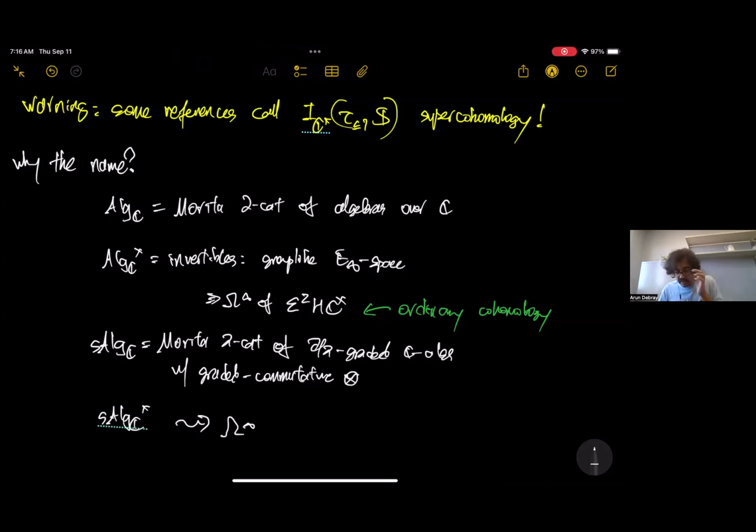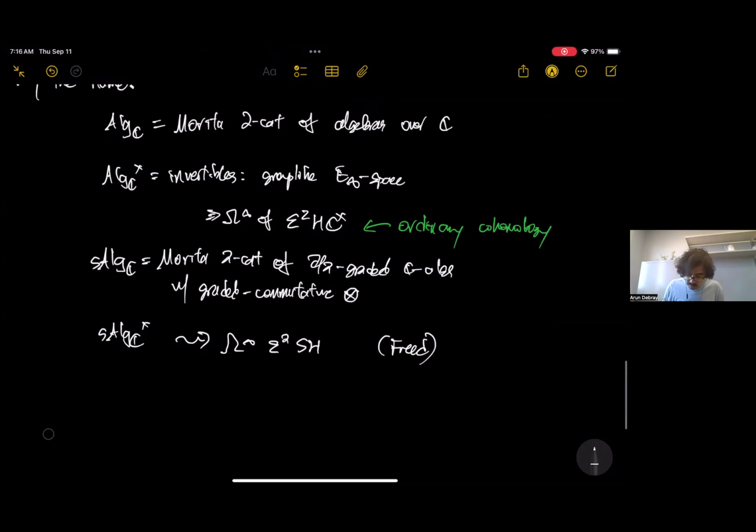So now we've got a group like infinity space. What is the corresponding spectrum? Now I need to be careful with shifts, but I believe it's this supercohomology spectrum. This is the theorem of Dan Freed in his Vienna notes on string theory.